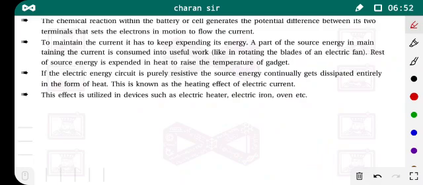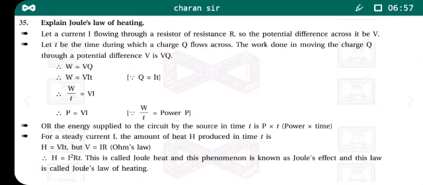So this is an important question. Now the next one: explain Joule's law of heating.